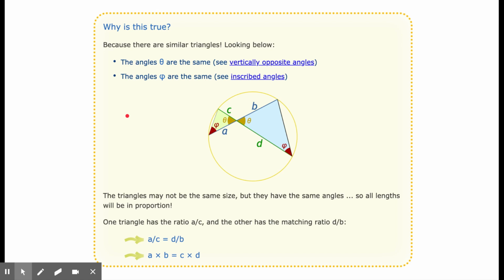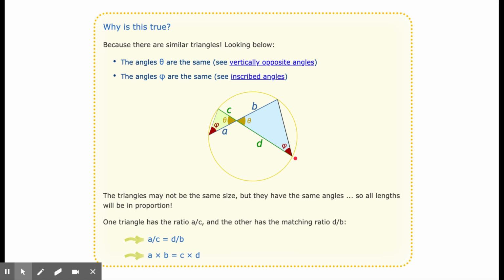We can see a proof of this in this diagram here. We know that these two angles on the inside, both labeled theta, are congruent because they are vertical angles. And then these two angles right here, this one phi and this one phi, they are both congruent because they intersect the same arc. And remember, we know that an inscribed angle is half the measure of the arc it intersects.